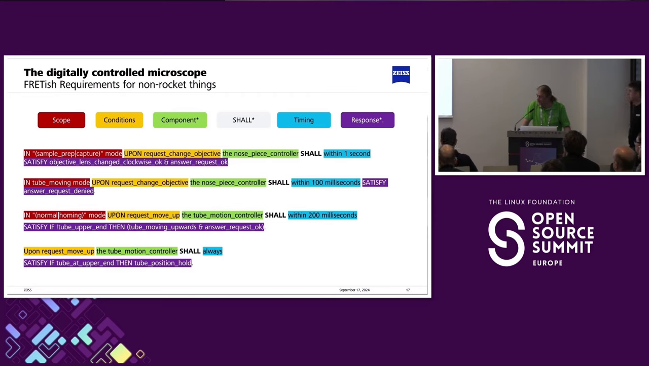you might consider a safety requirement, where we say that in tube moving mode, upon request change objective, it shall not be allowed for the nose objective controller to change the lens. That might be a safety requirement, that only one motion is allowed at a time. So it's not a universal requirement to hold, but just during the tube motion phase, this needs to hold. And that's it for the FRETish requirements on the journey.